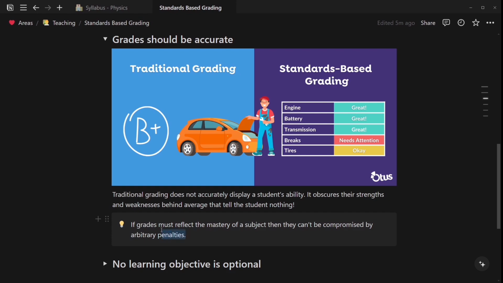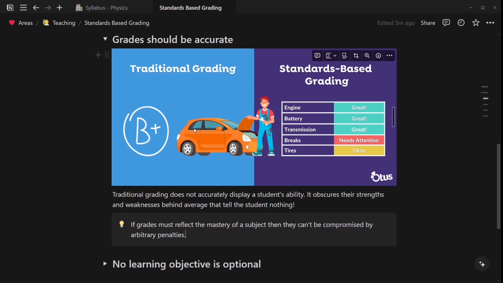If grades are going to be a reflection on the mastery of a subject, then they cannot be compromised by arbitrary penalties. Grades cannot be impacted by the fact that a student turned in an assignment late. Also, whether a student does a homework assignment or not should not be part of the grade. Whether they do the homework assignment or not is going to come up. It's going to be relevant because they're not going to do as well on the assessments if they don't do the homework assignments.